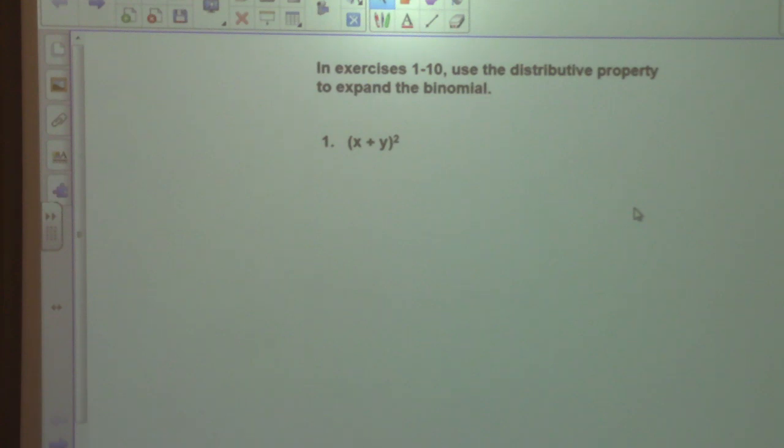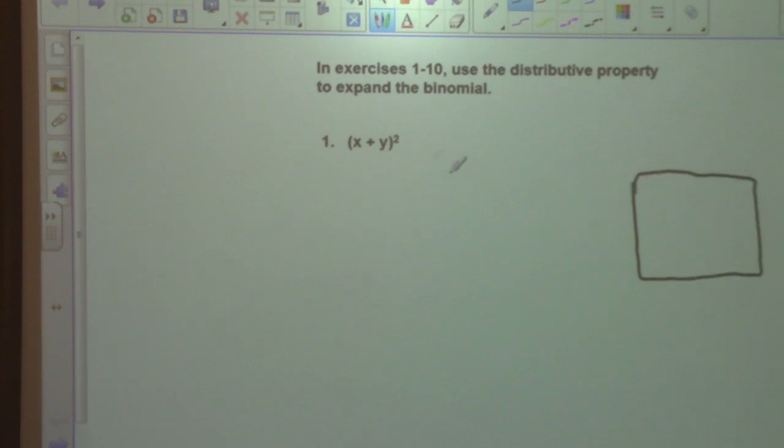So this section today has to do with expanding binomials, and we should get through this pretty quickly. You can use the distributive property to expand the binomial. So what would that look like? Well, it can take shape a bunch of different ways. One way is to expand this binomial here, which is (x plus y) squared.